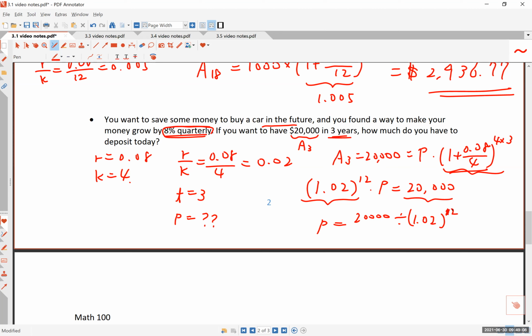Now, if you don't like doing this in one shot, you can go ahead and calculate this amount, write down all the decimals, as many as possible, so you don't have a rounding error, and then you divide that number into 20,000. So you can do that. And let me show you how I would do that, and that would be the end of this section.